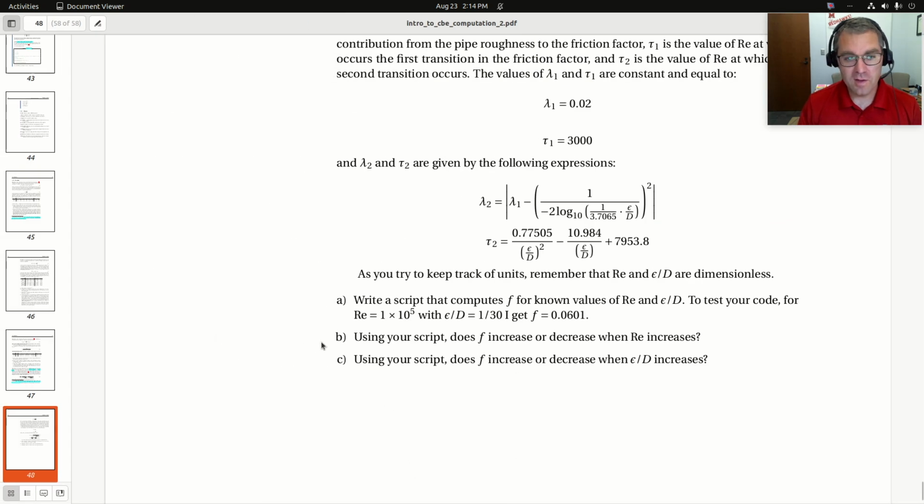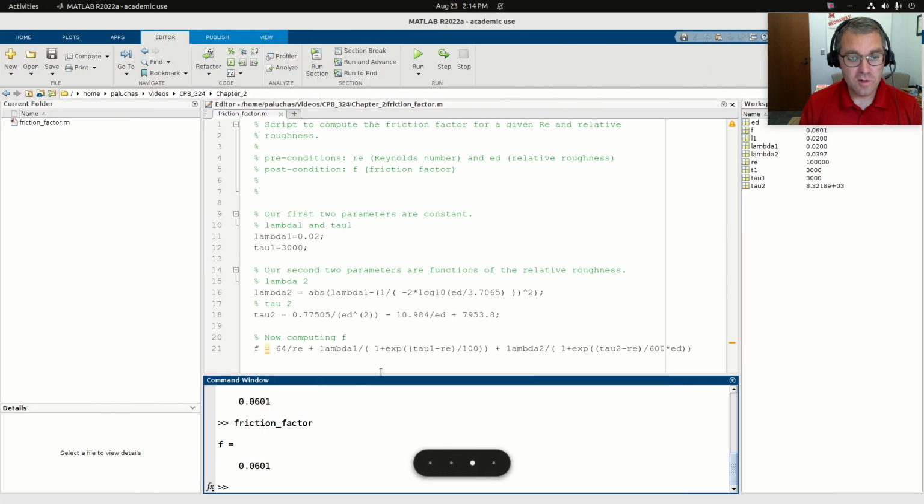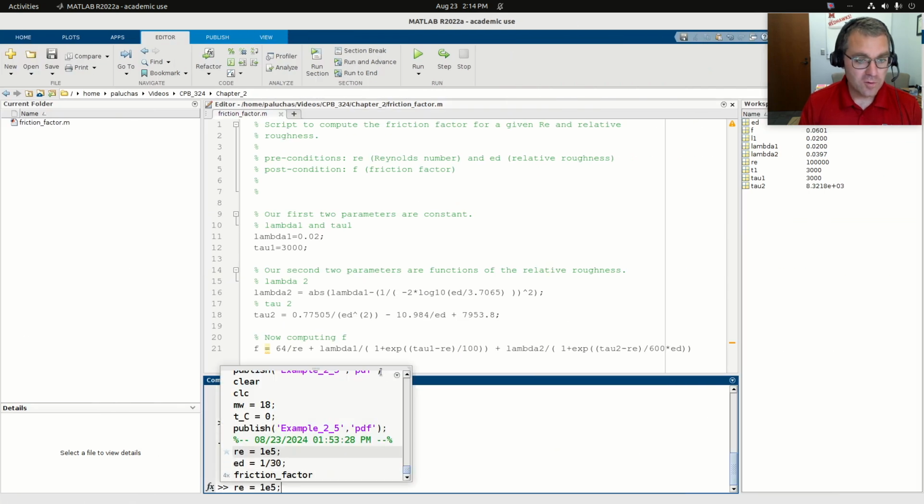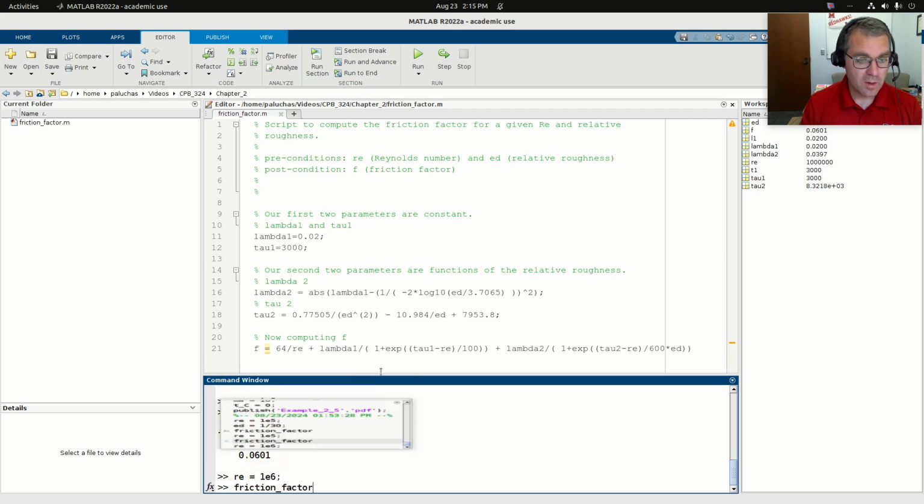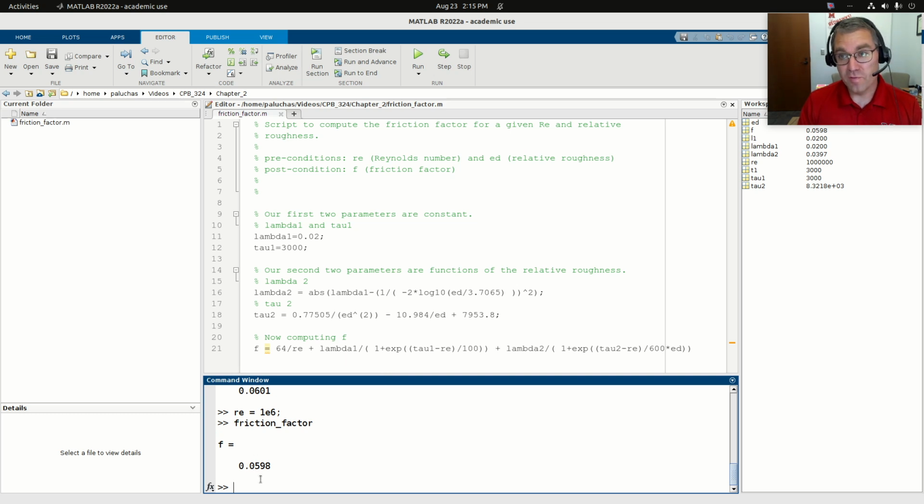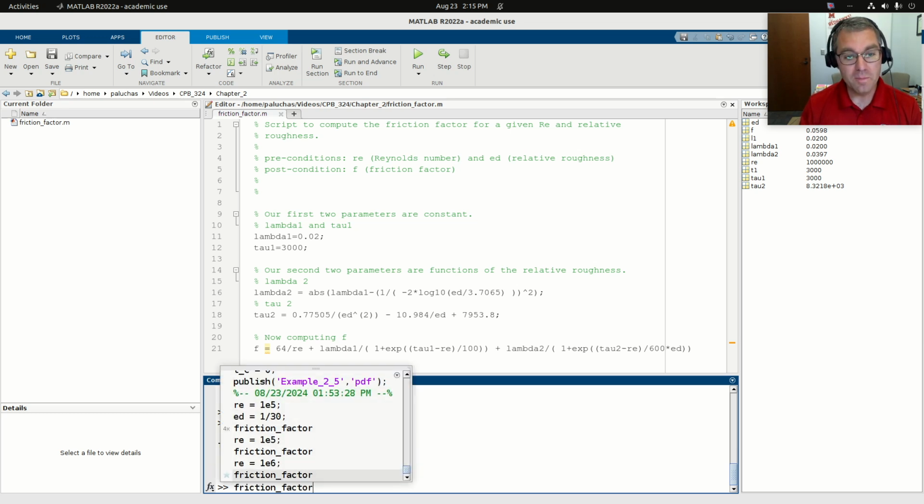And if you wanted to test it out, it asks, does F increase or decrease when Reynolds increases? Well, in this first case, we have a Reynolds of 1e to the negative 5, and I get a friction factor of 0.601. If I were to change Reynolds to 1e to the negative 6, and then run again, it's 0.50598, so it's decreased slightly. And what I'm using here to recall commands is just the up button on the keyboard. It'll allow you to go back through the history.